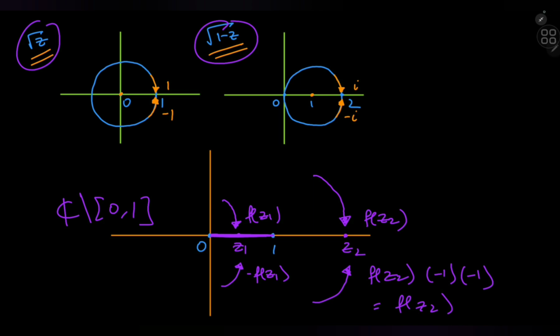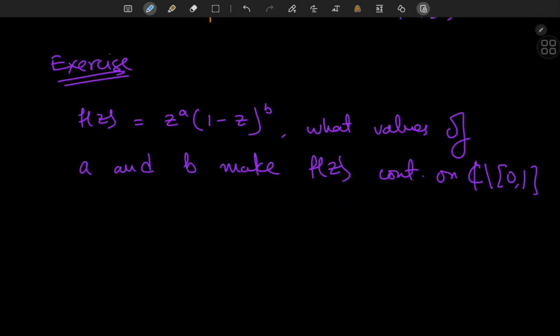And there's a nice exercise in Gamelin's text that sort of generalizes what we've seen so far. That is, if you have a function f of z defined as z to the a times 1 minus z to the b, then what are the values of a and b that make f of z continuous on the slit plane C excluding 0 and 1? We see that the branch points are, yes, in fact, the branch points are 0 and 1.